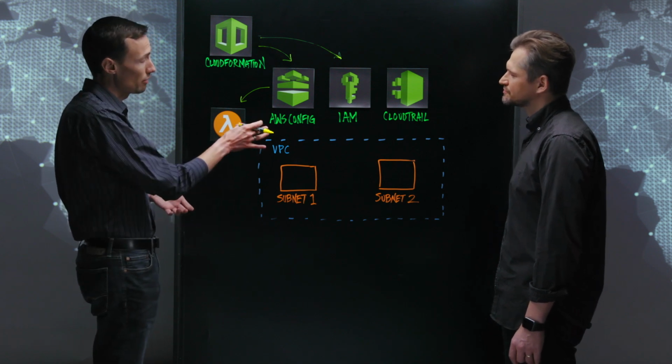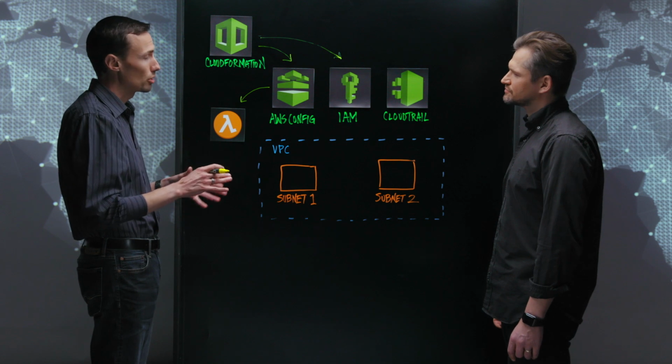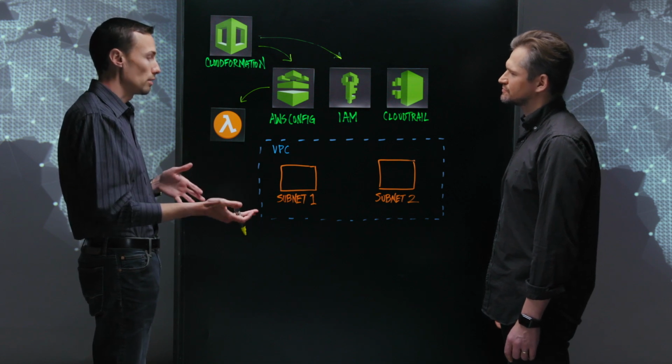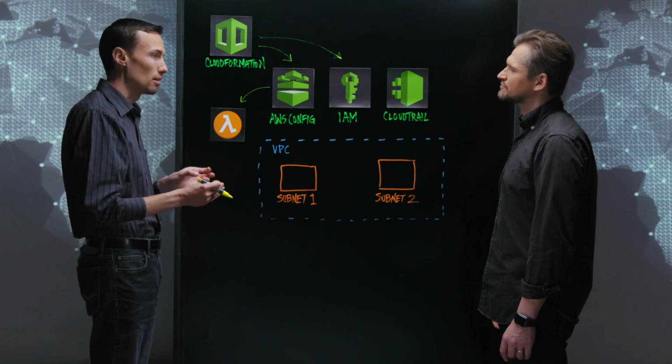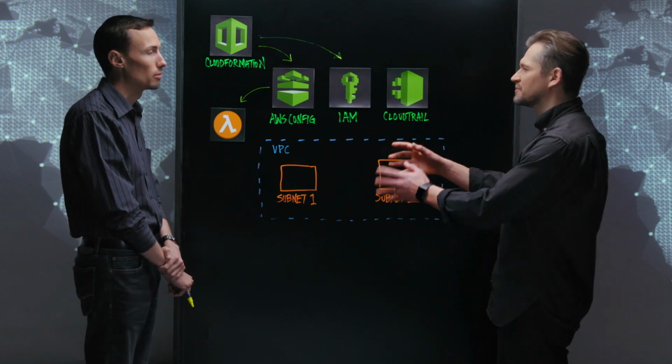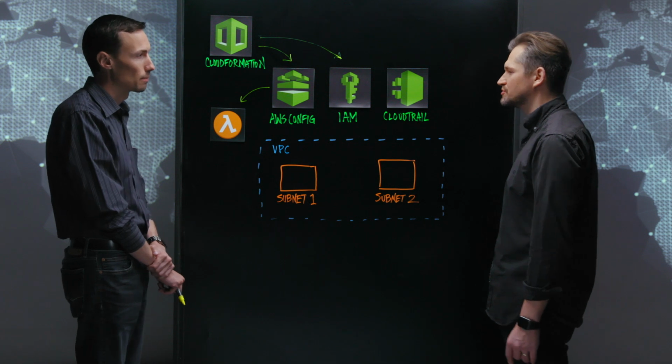And so AWS Config has a lot of great rules to help us do that, and we leverage Lambda to fill in the gaps and add some custom rules. So Lambda complements basically what AWS Config would offer.